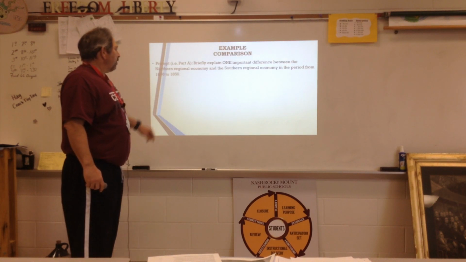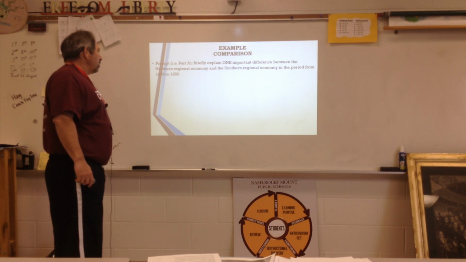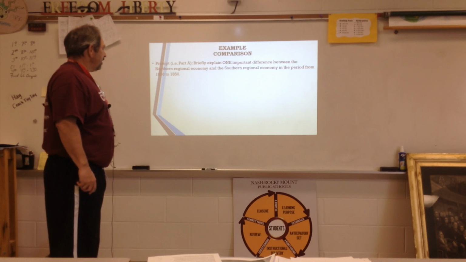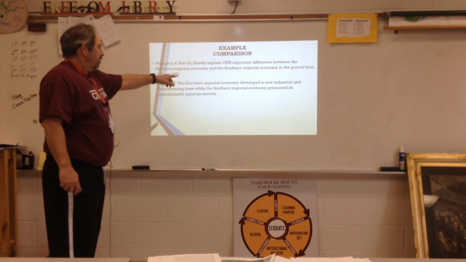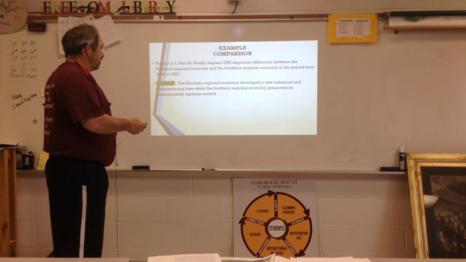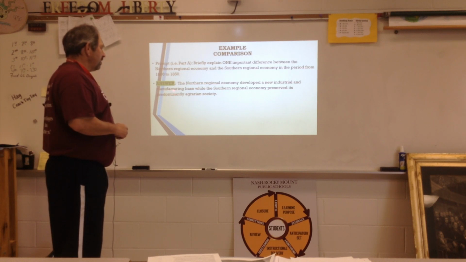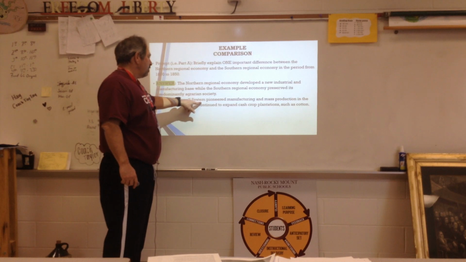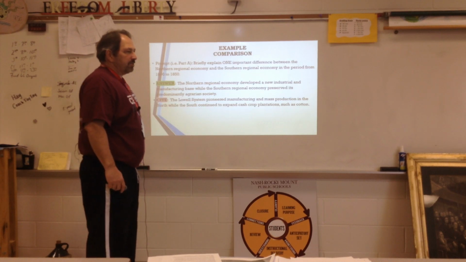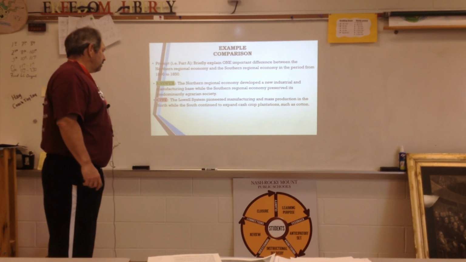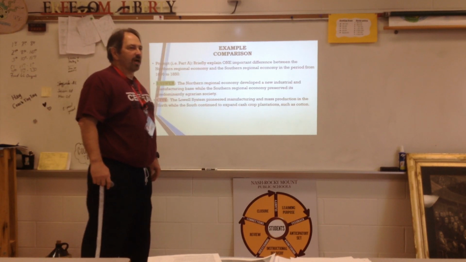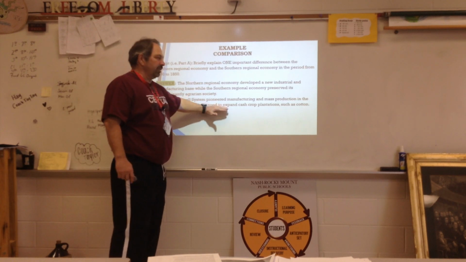Okay? So, briefly explain one important difference between the northern regional economy and the southern regional economy in the period from 1800 to 1850. So, they're going to talk about the difference. You got industry in the north, manufacturing, in the south, agrarian. Okay? They're going to cite, this is the specific example, the Lowell system, which is the early factories up north. The south had the cash crop with plantations such as cotton. So right there, you've got your examples.